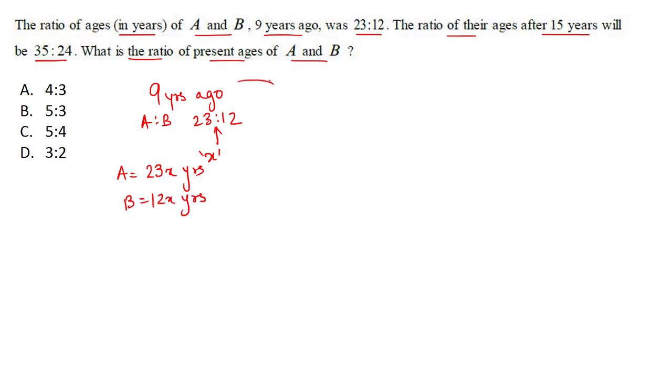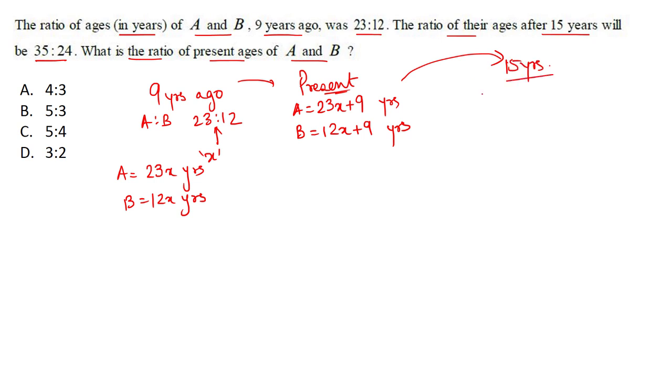After 9 years, that is the present time, what will be the age of A? Age of A is going to be 23x plus 9 years and age of B is going to be 12x plus 9 years. So these are the present ages of A and B. Now the ratio of their ages after 15 years. From the present point, I'm going ahead 15 years. So now the age of A is going to be 23x plus 9 plus 15, that comes out to be 23x plus 24. And for B, it is 12x plus 9 plus 15, that is going to be 12x plus 24 years.